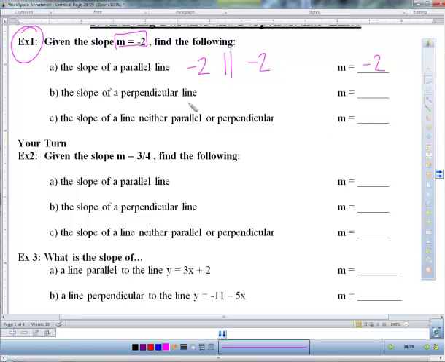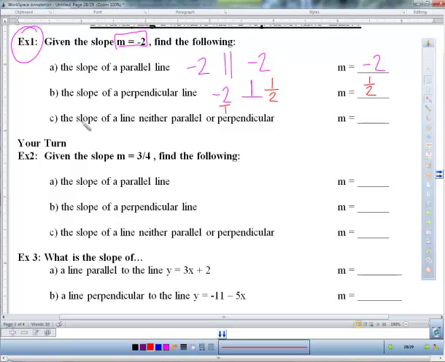Now my slope that is perpendicular to that, so -2 is perpendicular, using that symbol, perpendicular to the opposite, so it's going to be a positive, reciprocal. Well, I know that this is really -2 over 1, so whenever I flip that fraction, I have a positive 1/2. So my slope over here for m is a positive 1/2.